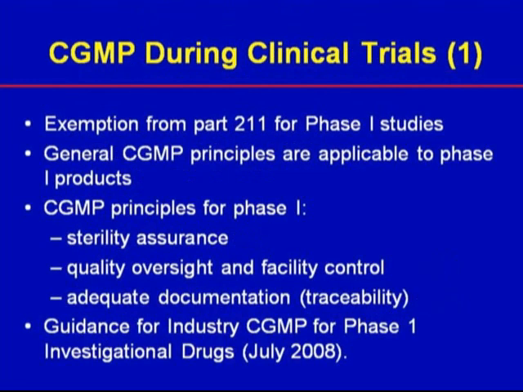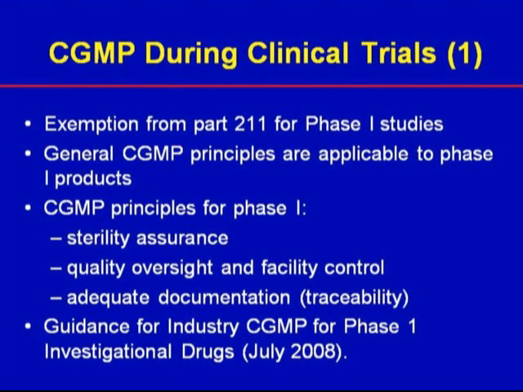For Phase 1 studies, cell and gene therapy products are exempt from CGMP regulations outlined in Part 211. However, to ensure reproducible, consistent performance of product lots, general CGMP principles are applicable for all phases of clinical study, including Phase 1 products. Some CGMPs should also be in place prior to production of clinical lots to ensure product safety. These include sterility assurance, quality oversight, and facility controls. Adequate documentation, including well-defined written procedures and controls and data from manufacturing, including testing, should also be in place.